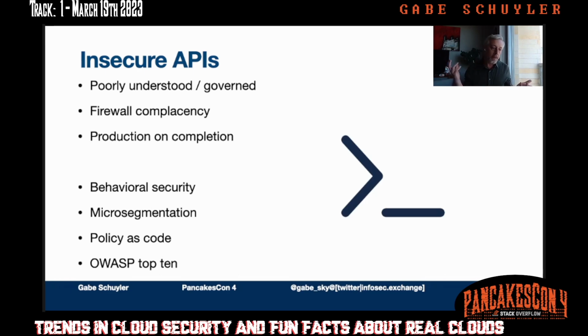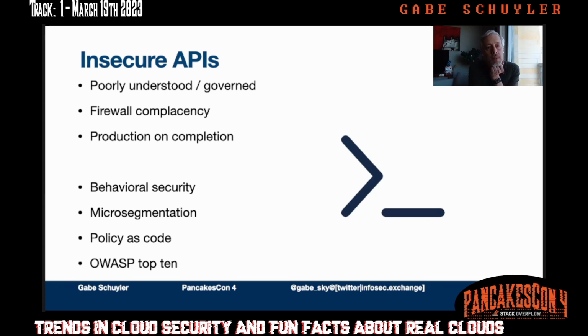So to reiterate the last slide, behavioral security is getting more and more important. Microsegmentation with APIs, and especially things like containers and serverless functions, is a lot easier because each piece only does one thing.